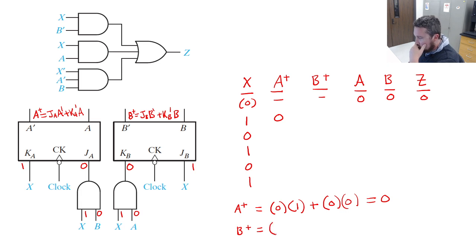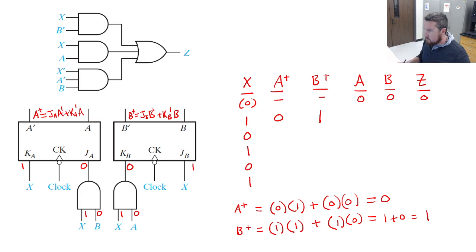So let's do B plus. It's JB and B prime, so that's going to be 1 and B prime. B was equal to 0, so that's equal to 1. Or KB prime is going to be 1 and B, which is equal to 0, which is going to be 1 or 0, which is going to be 1. So B plus is going to be equal to 1. So here's my question for you guys. Let's work it out. Take a second. Let's figure this out. What are A and B supposed to be on this chart?